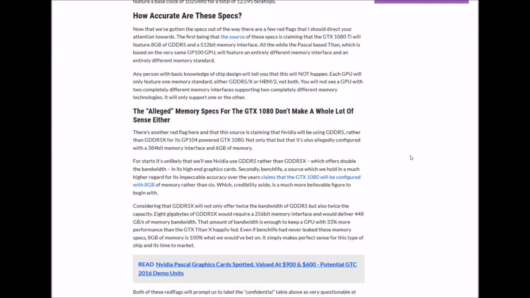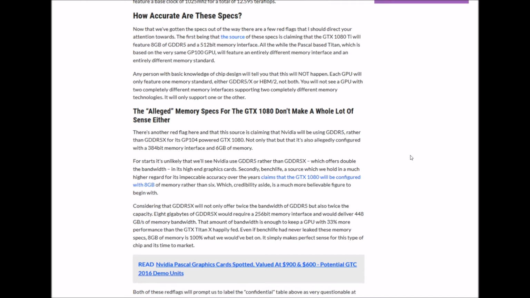There is another red flag here, in that the source is claiming that Nvidia will be using GDDR5 rather than GDDR5X for its GP104-powered GTX 1080. Not only that, but it will also allegedly be configured with a 384-bit memory interface and 6GB of memory. For starters, it's unlikely that you will see Nvidia use GDDR5 rather than GDDR5X, which offers double the bandwidth, in its high-end graphics cards.